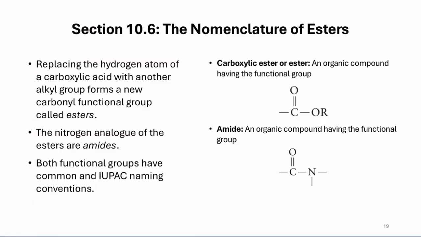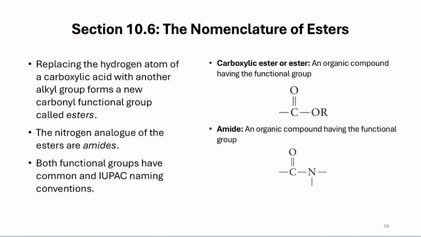Now we're going to proceed to go over the nomenclature of esters. Esters, as we're going to see in a moment, are a functional group that is produced from combining a carboxylic acid and an alcohol. Knowing that that is how esters are formed is going to help us name them. That's why at times esters, since they are formed from carboxylic acids, are called carboxylic esters.